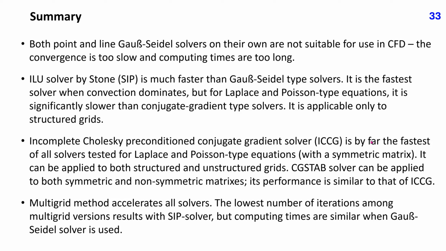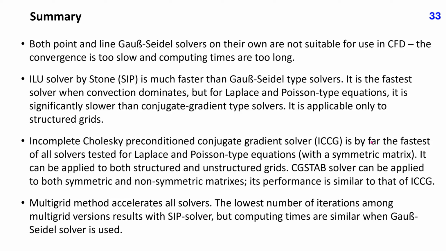It is the fastest solver when convection dominates, but for Laplace and Poisson-type equations, it is significantly slower than conjugate gradient-type solvers. It is applicable only to structured grids. The incomplete Cholesky preconditioned conjugate gradient solver, ICCG, is by far the fastest of all solvers tested for Laplace and Poisson-type equations with a symmetric matrix. It can be applied to both structured and unstructured grids.